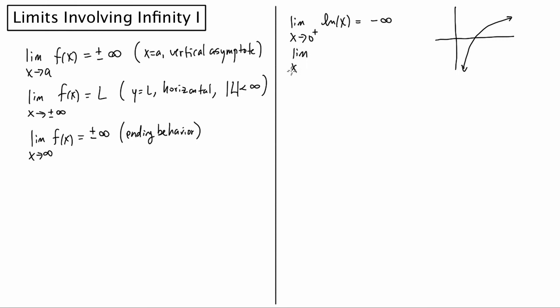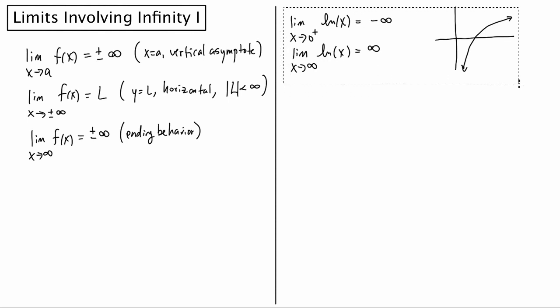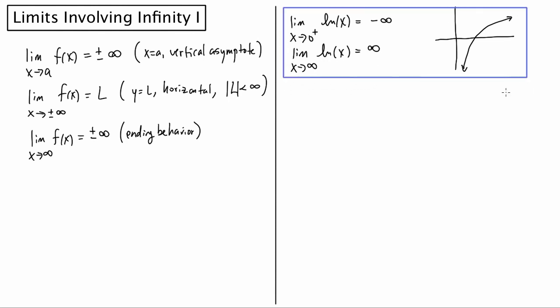So that's part of its ending behavior, this one. As x goes to infinity, the natural log function is equal to infinity. So those two things combined, along with the graph here, is sort of an important thing to remember, and that is the behavior of the natural log function in regards to infinity.